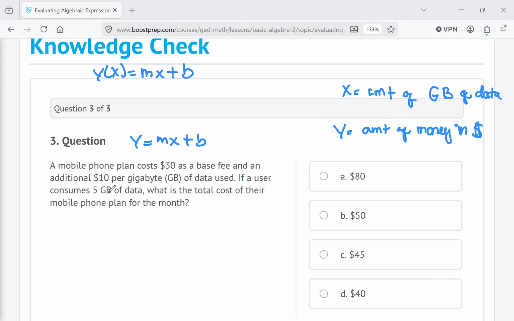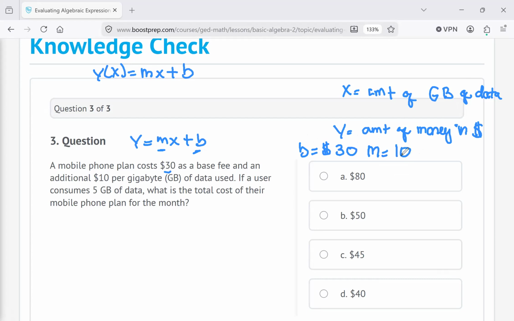What else do they tell us? A mobile phone plan costs $30 as a base fee. So you tell me, what do you think that 30 represents? Is that a B or an M? It is definitely an upfront cost or starting fee. So it's $30. Okay. And what else do they tell us? It tells us an additional $10 per gigabyte of data used. That means our M, our slope or our uncontrolled value, is $10.